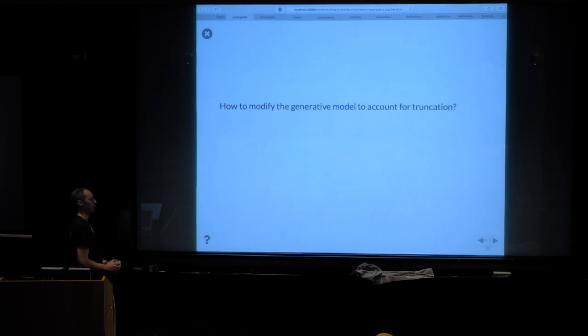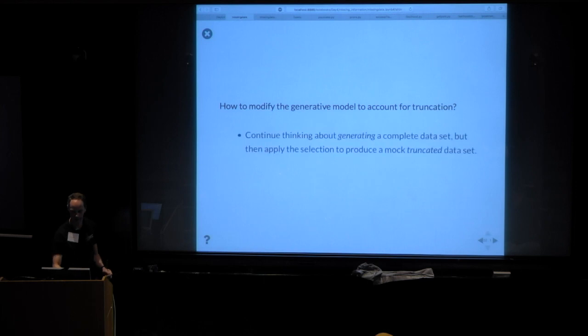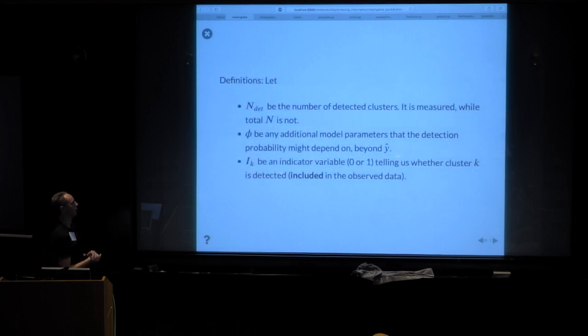Okay, so how do we do it? I think it's most useful to continue thinking about generative models, and continue thinking about, in our brains or on our computers, generating the complete data set, but then incorporating the selection procedure into that. So we generate a complete data set, generate mock measurements, and then those things that didn't meet our threshold magically go away to produce a truncated mock data set.